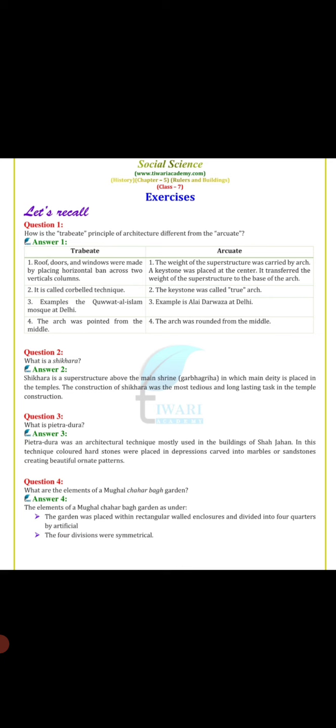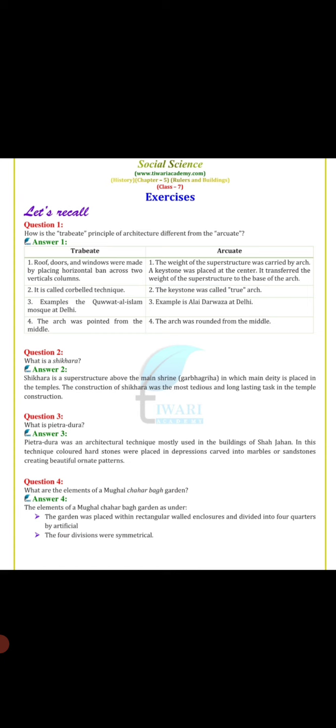Tribute and arcuate. Tribute में आ जाता है roof, door and window were made by placing horizontal beam across two vertical columns. Arcuate में आता है the weight of the superstructure was carried by arc. A keystone was placed at the center. It transferred the weight of the superstructure to the base of the arch.